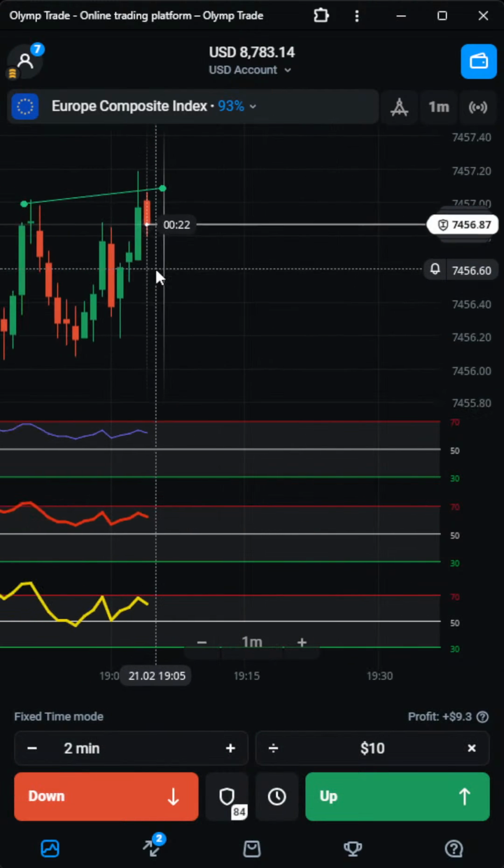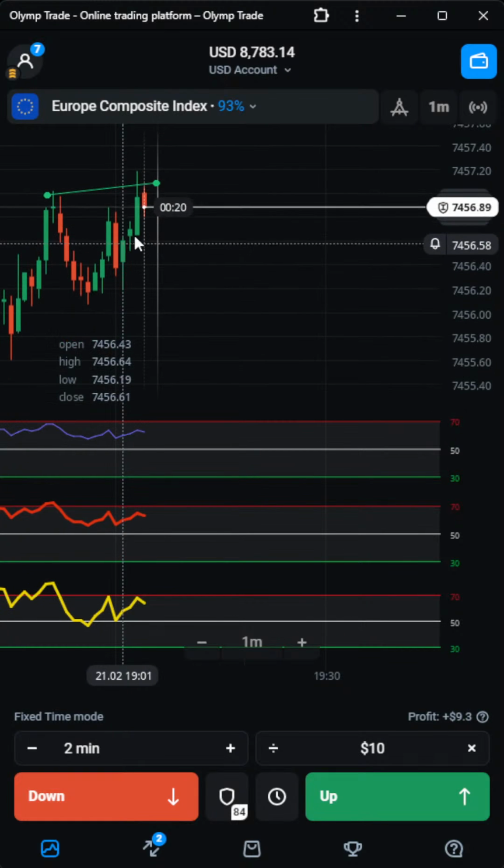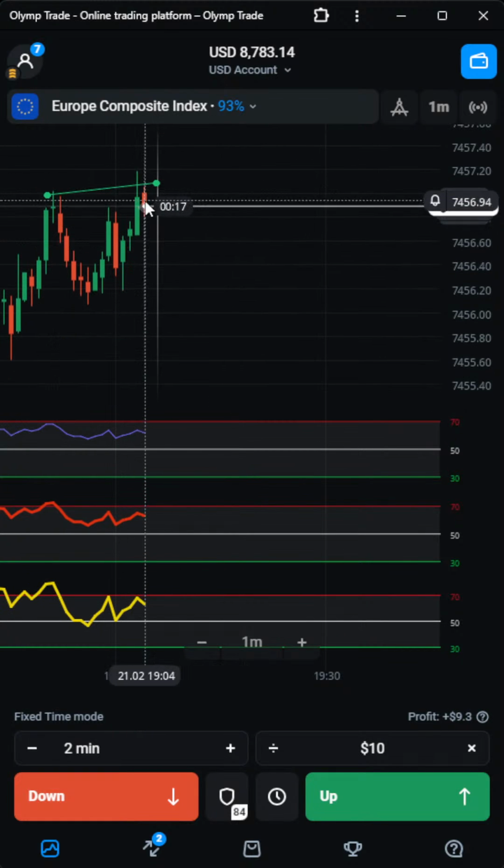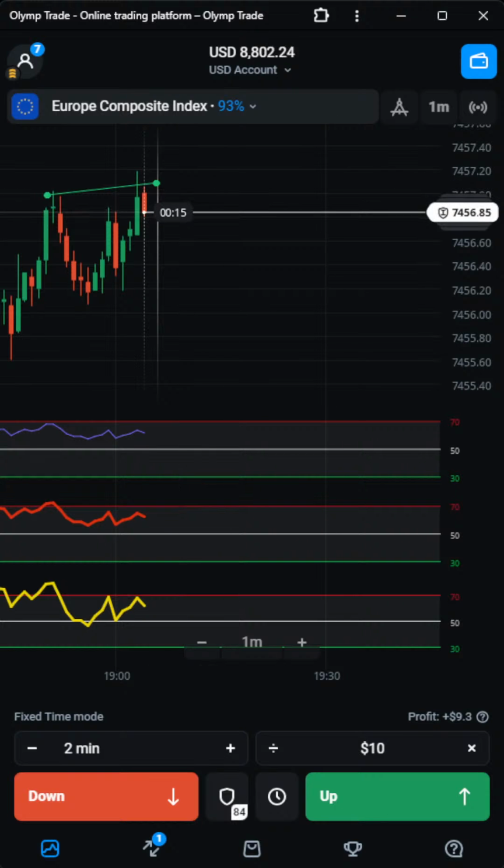Is it there yet? Okay. We are waiting for the next candle to happen. If the very next candle happens to be red, then only we will take a trade on that.